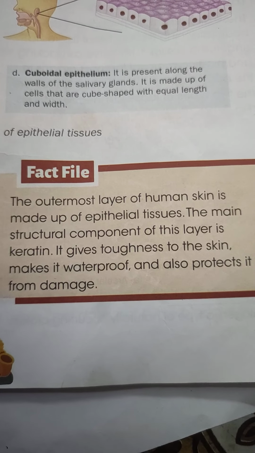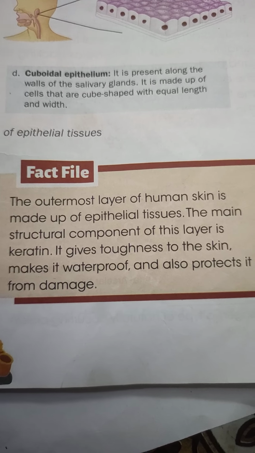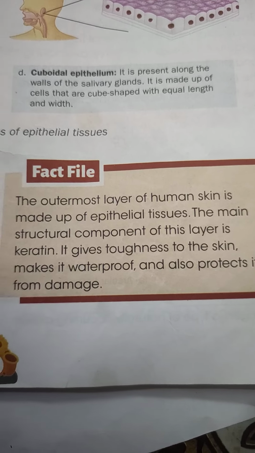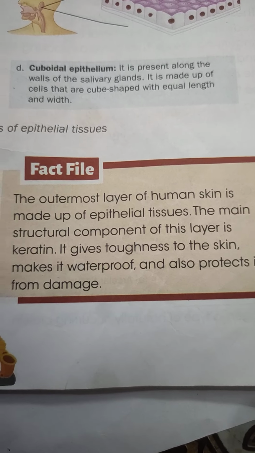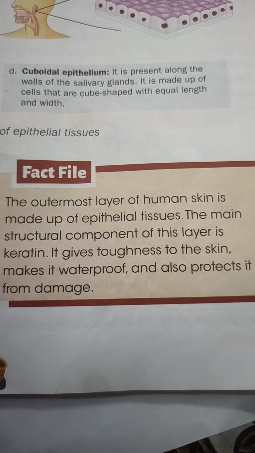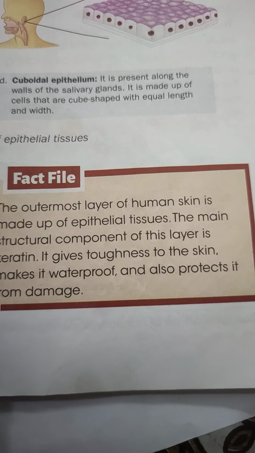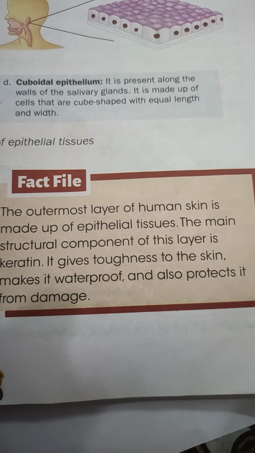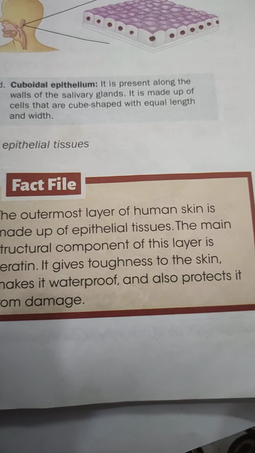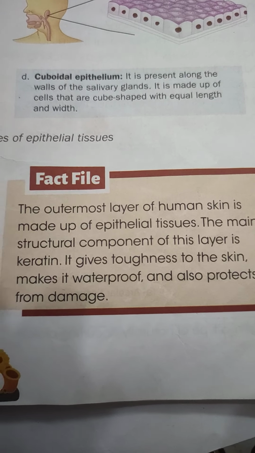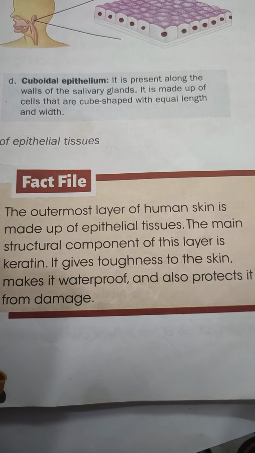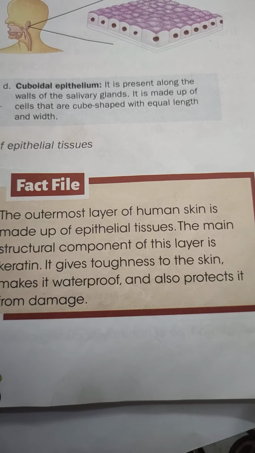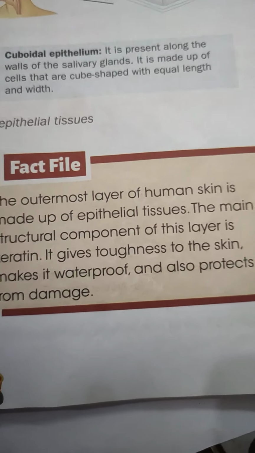The outermost layer of human skin is made up of epithelial tissue, and the main structural component of the layer is keratin. It gives toughness to the skin, which means the toughness of the skin is because of the keratin, and it makes it waterproof and also protects it from damage. So it gives strength, it makes the skin waterproof, and it protects from the damage.